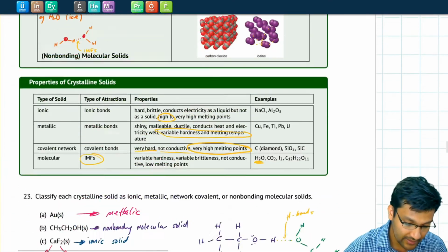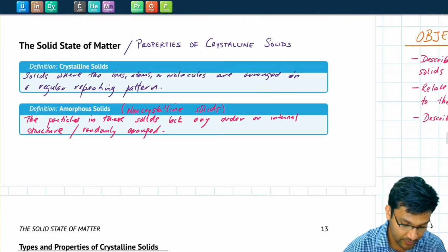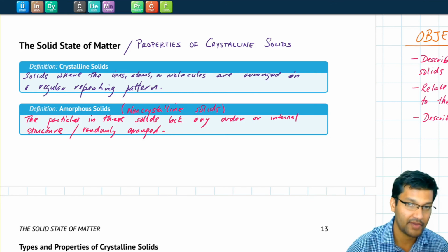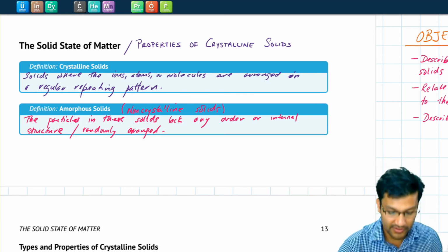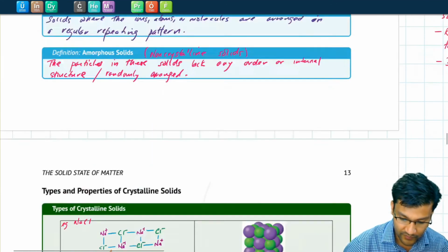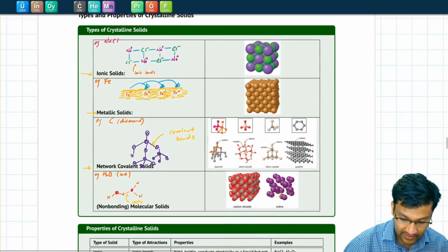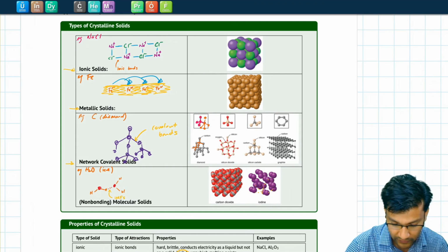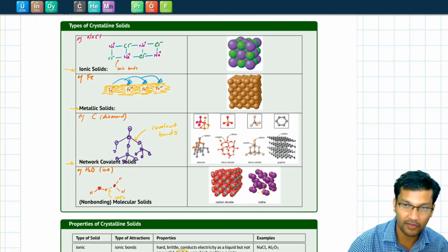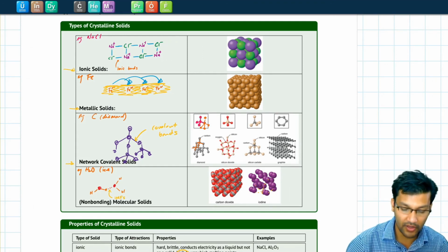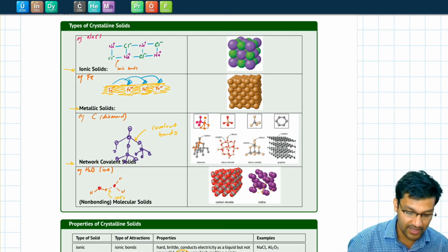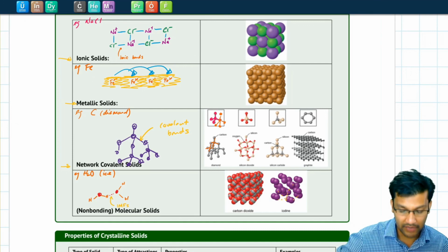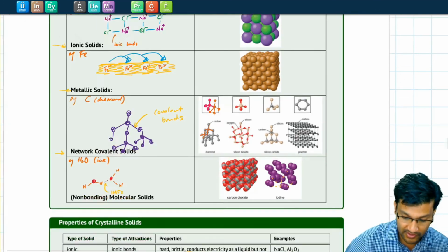So to reiterate, in this section, we talked about crystalline solids and amorphous solids. Crystalline solids are those that have a regular repeating pattern, and so they're the ones that we're going to look at for the rest of this video. For the types of solids, there are 4 types that we looked at: ionic, metallic, network covalent, and non-bonding molecular solids, all of which have their own types of bonds that are involved, and therefore their own properties. But each of them would have some regular repeating pattern because they all can form crystals.